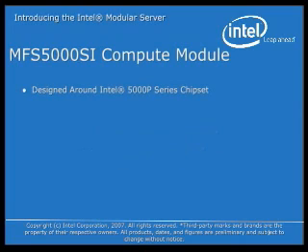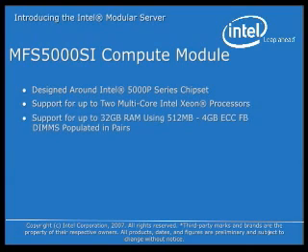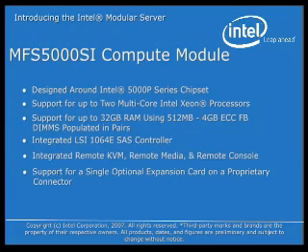The compute module was designed around the Intel 5000P series chipset and supports up to 2 multi-core Intel Xeon processors. It also supports up to 32 gigabytes of RAM using 512 MB to 4 GB ECC FB DIMMs populated in pairs, has an integrated LSI 1064E SAS controller, contains integrated remote KVM, remote media, remote console, and support for a single optional expansion card on a proprietary connector.